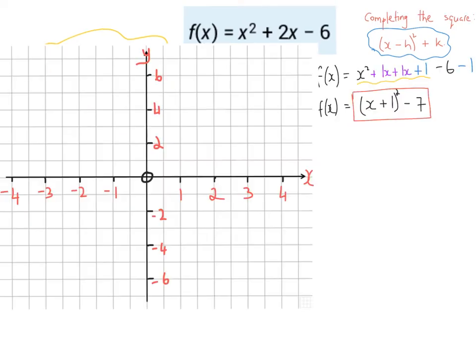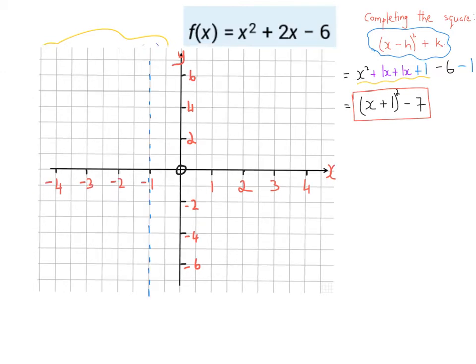Okay, so the important thing that we know here from our work with translations of quadratic equations, I can see here (x plus 1) squared means I would have to move the line of symmetry 1 unit forward for the line of symmetry to be the y-axis. So I know here that x equal to minus 1 is our line of symmetry.